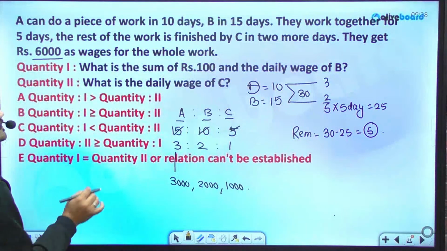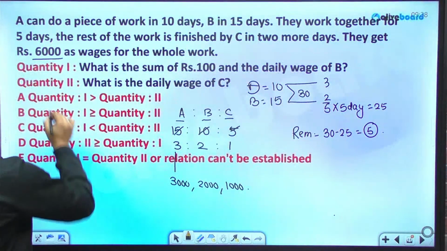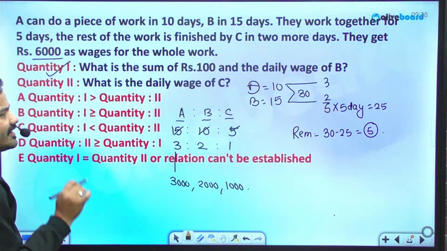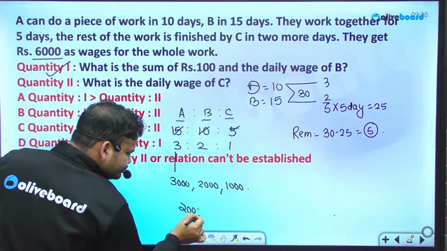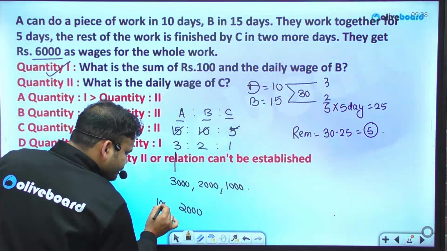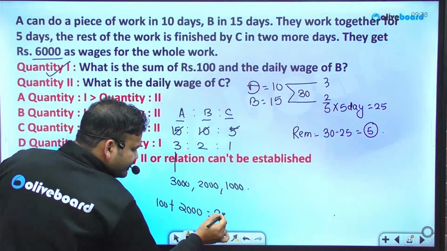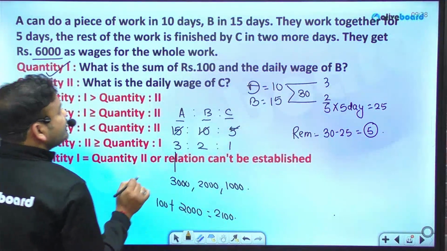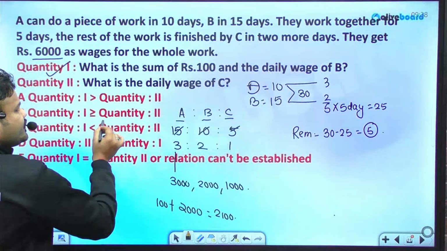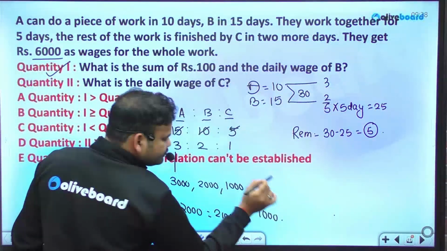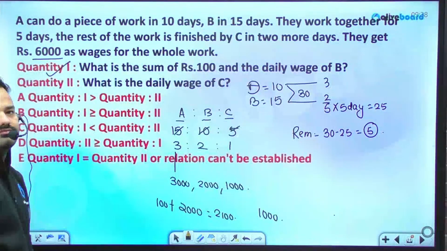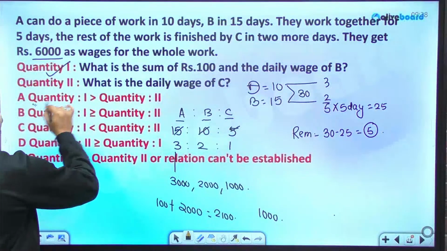What is the sum of rupees 100 and the daily wage of B? Quantity 1 क्या कह रहा है? The sum of rupees 100 and the daily wage of B equals 2,100. So this is quantity 1. Quantity 1 is 2,100. And what is the daily wage of C? So the daily wage of C is 1,000. So definitely quantity 1 is greater as compared to quantity 2.